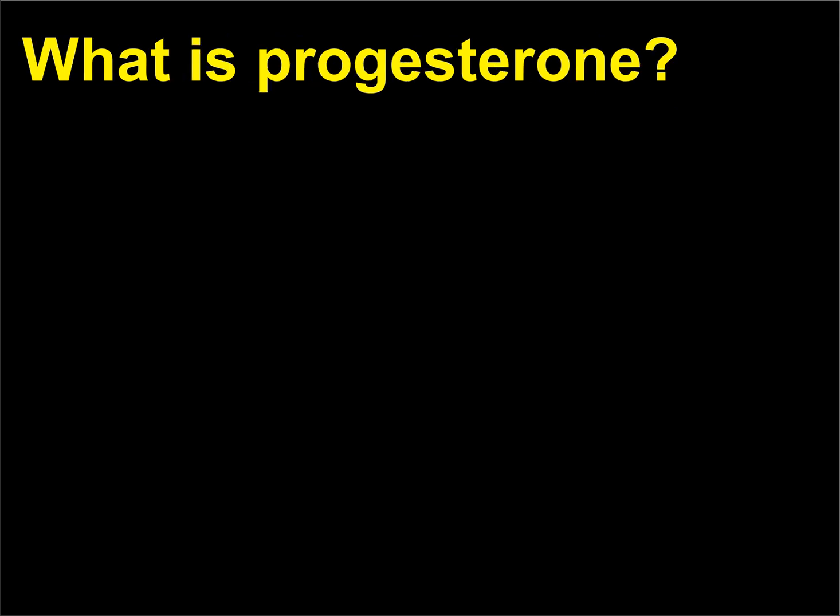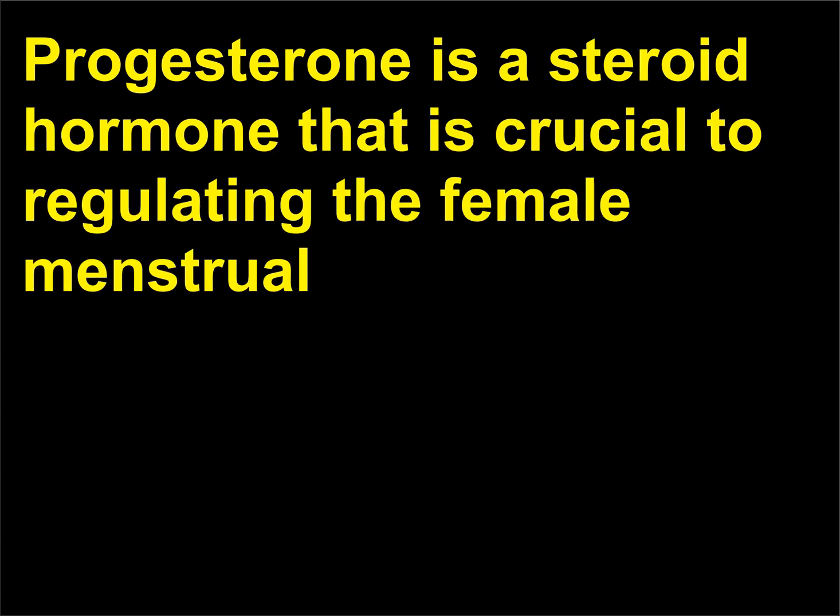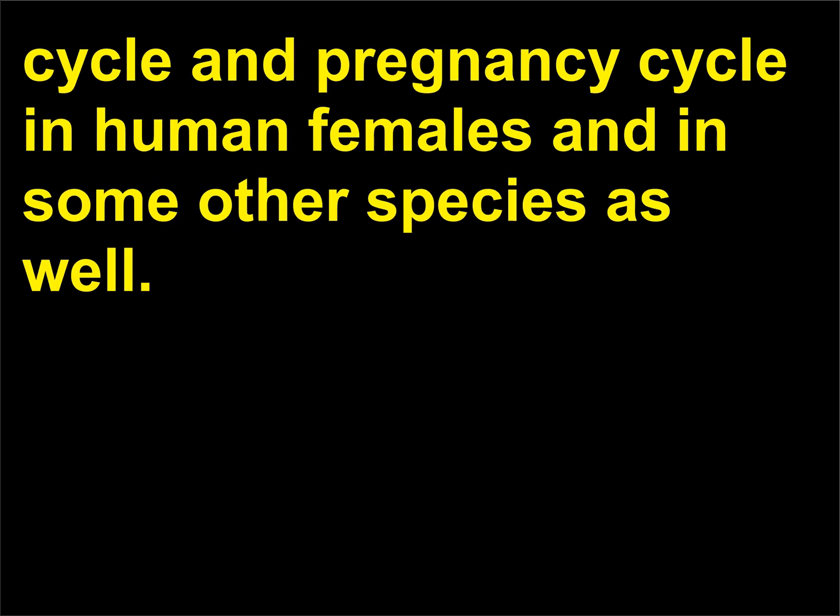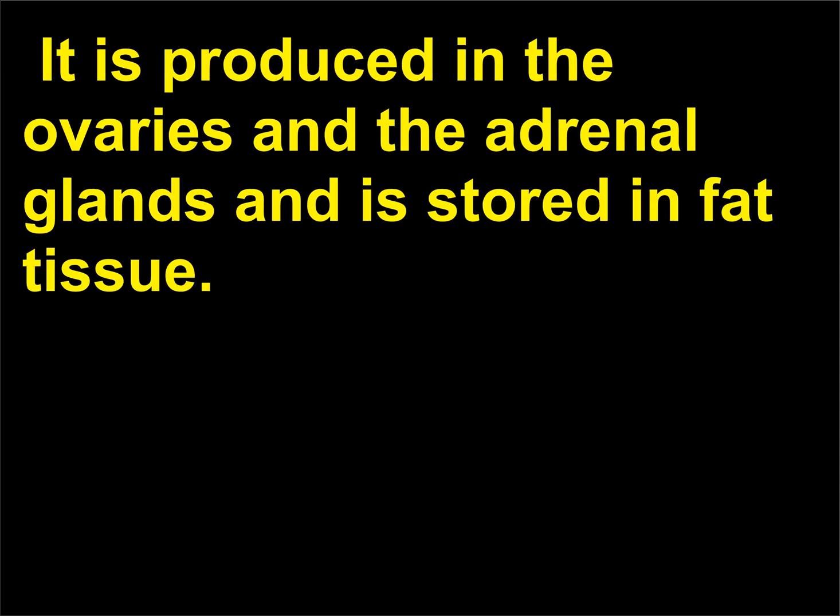What is progesterone? Progesterone is a steroid hormone that is crucial to regulating the female menstrual cycle and pregnancy cycle in human females and in some other species as well. It is produced in the ovaries and the adrenal glands and is stored in fat tissue.